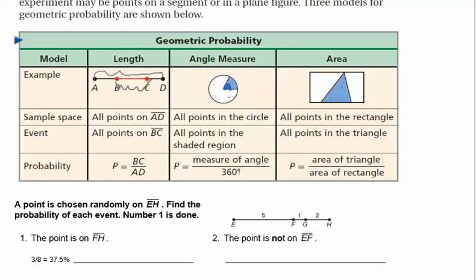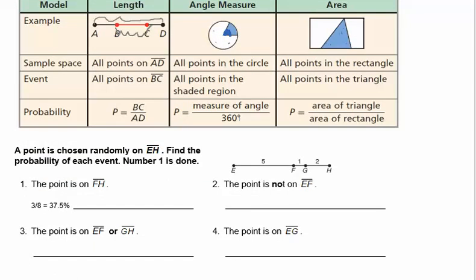So on this worksheet, the first part is finding the probability that your point would land on a piece of a line. So your whole line is over here. So let's see, a point is chosen randomly on EH, that's the whole thing, and you would need to figure out how long is this line. Well, from E to F is 5, from F to G is 1, from G to H is 2. So you add all of those up to find the denominator. So 5 plus 1 is 6, plus 2 more is 8.